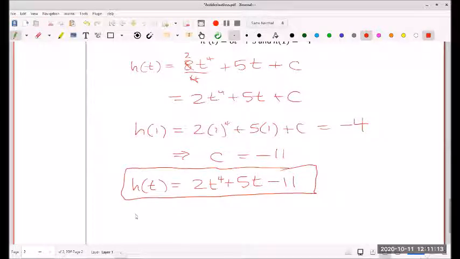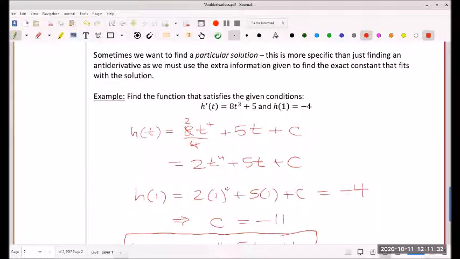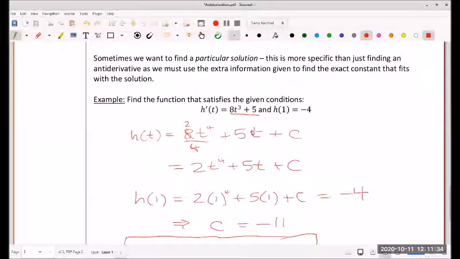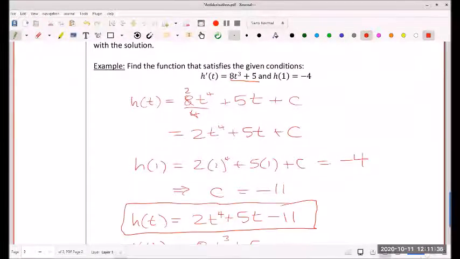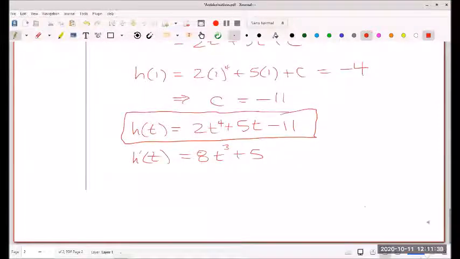And of course, we can check this by finding the derivative. h prime of t, the 4 comes down by the power rule, multiplies the 2 to give us 8. We subtract 1 from the exponent, 8t cubed, plus the derivative of 5t, which is just 5. And the derivative of 11 is 0. So we get 8t cubed plus 5, which is what we had up here. So now we know that that answer is correct. Okay, and that's it.